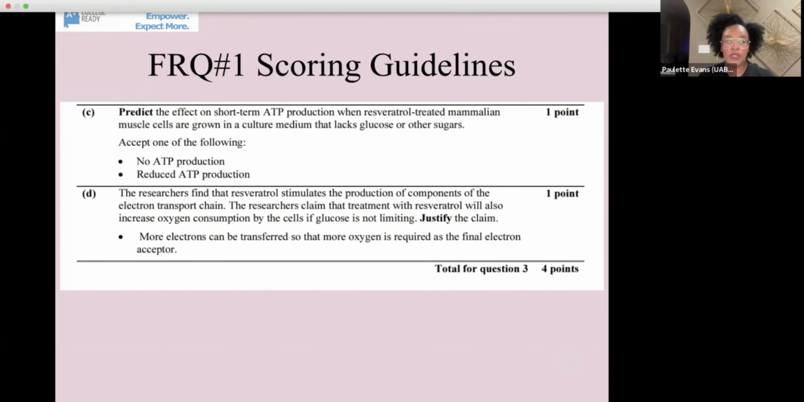Let's look at D. The researchers find that resveratrol stimulates the production of components of the electron transport chain. The researchers claim that the treatment with resveratrol will also increase oxygen consumption by cells if glucose is not limiting. Justify the claim. And the answer here is more electrons can be transferred so that more oxygen is required as a final electron acceptor. All right, you're going to need more oxygen so that you can receive the electrons in the electron transport chain. I think that this FRQ 1 was pretty straightforward. And if you just capture the information that we talked about with cellular respiration in this session, I think you would do solid. You would do a bang up job and probably get all of the points for this particular question.